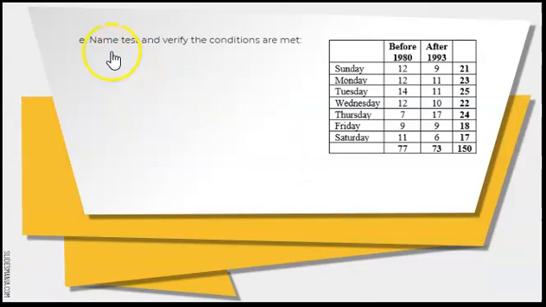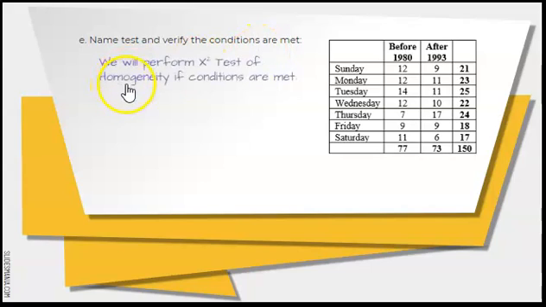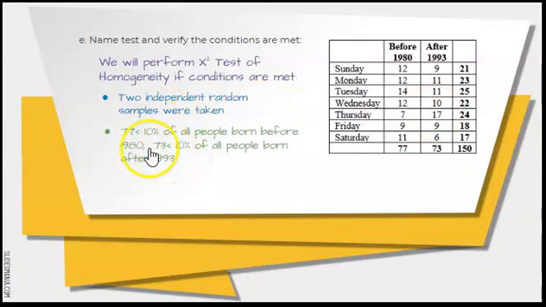So in Part E, we're going to name the test and verify the conditions. So we're going to perform a chi-squared test of homogeneity if the conditions are met. Right? We definitely have two populations and one question. So, random. Are they two independent random samples? Yes, the problem stated that they took a random sample of people born before 1980 and a random sample of people born after 93. And 77 is less than 10% of all the people born before 1980. And then 73 is definitely less than 10% of people born after 1993. Okay, so we got that condition.